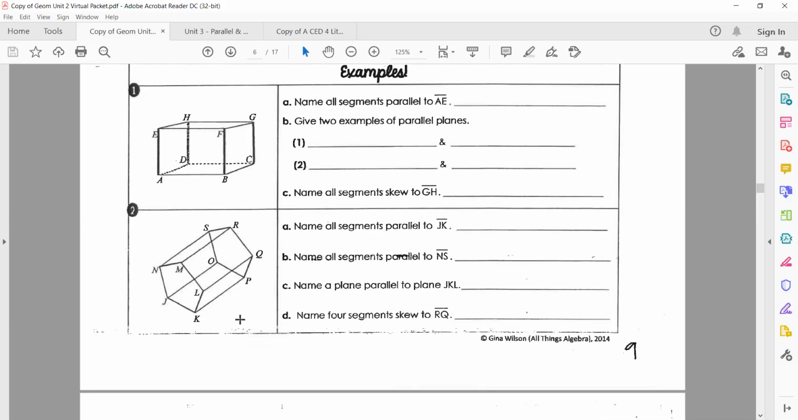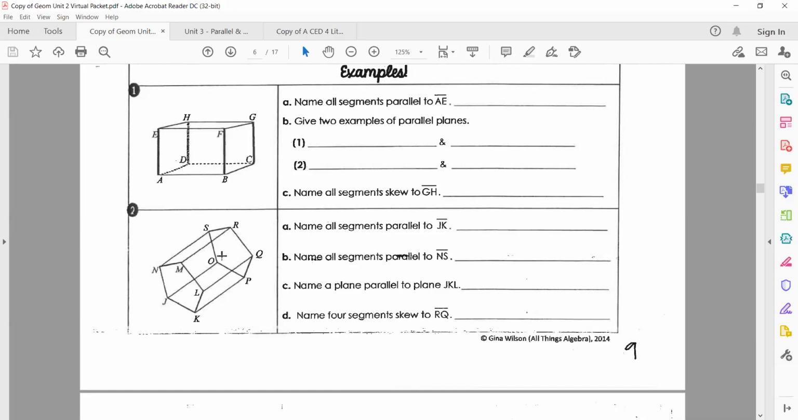Anybody identify one? Is it ML? No, that's like the roof going up to the peak. That's not parallel to that flat bottom. OP. OP, there you go. That's right.